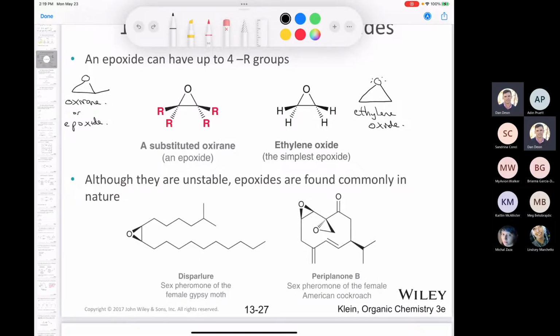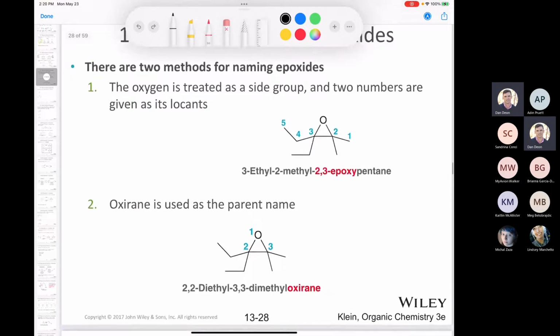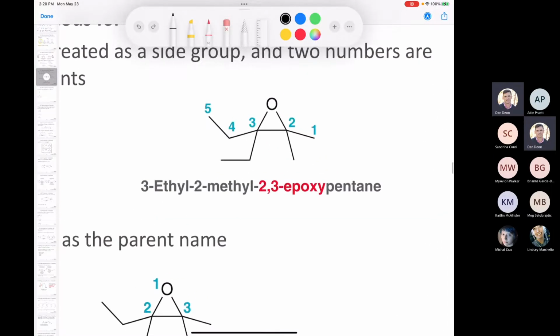But anyhow, I digress. Let's talk about the rules for naming epoxides. There are 2 methods. The first one is that you treat the oxygen like a side group, and you use 2 numbers for its locants. So in this example, you've got 3-ethyl-2-methyl-2,3-epoxy pentane. Here, of course, they're treating it as an epoxide. So they find the longest carbon chain, 1, 2, 3, 4, 5, and they say, okay, this group coming up to the oxygen and coming down is a 2,3-epoxy. The other groups are just a methyl and an ethyl.